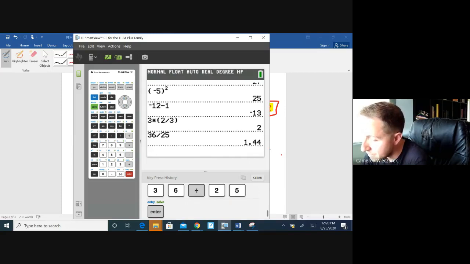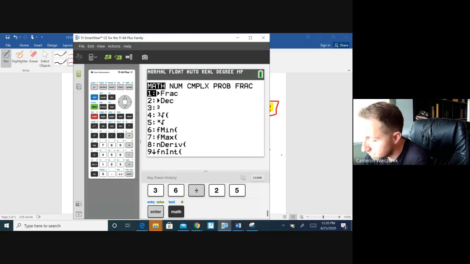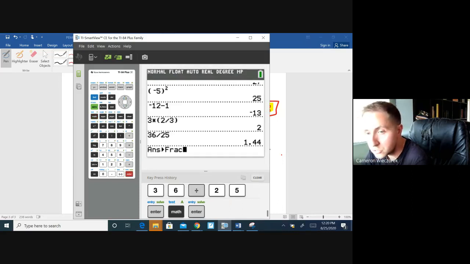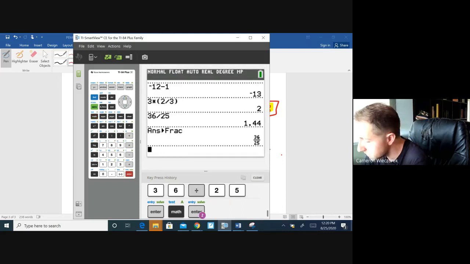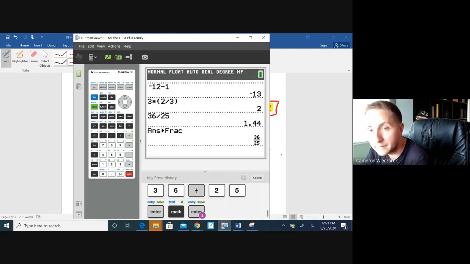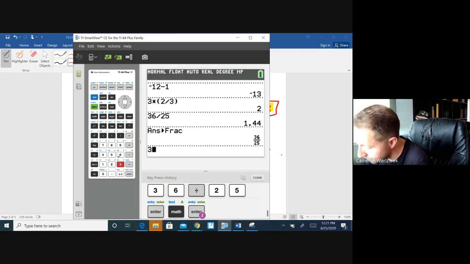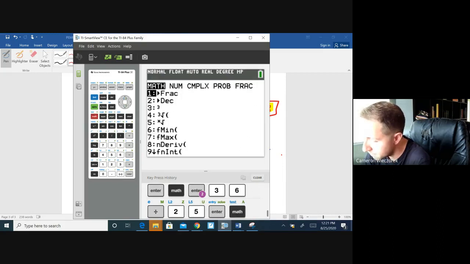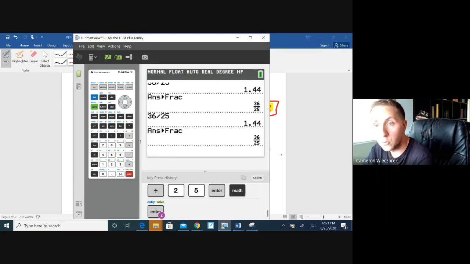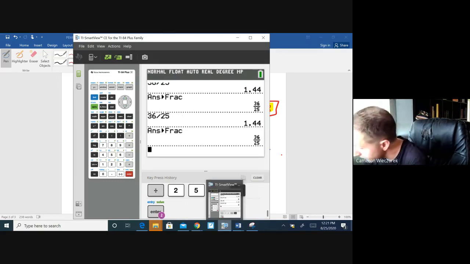You hit the word math in the left column, and you'll notice that frac is highlighted. That stands for fraction. We hit enter once to bring it back to the home screen, and we hit enter a second time to simplify that fraction. And in this problem, it looks like it was already simplified because it just came back again as 36 over 25. So again, I did 36 divided by 25. I hit enter, and then I hit math, enter, enter. Hit enter twice. That's a really nice, convenient way of being able to simplify a fraction on your calculator.